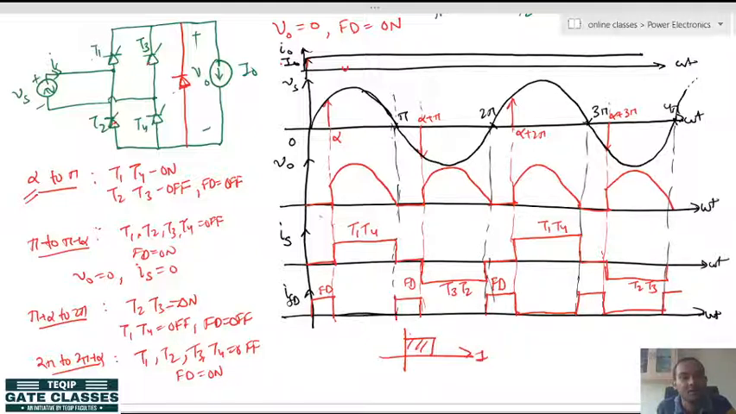This is a single quadrant operation. Your voltage is not getting negative, and in this case if you find out the average output voltage, you will get it as Vm upon pi (1 plus cos alpha).